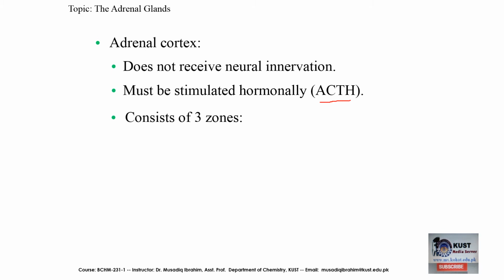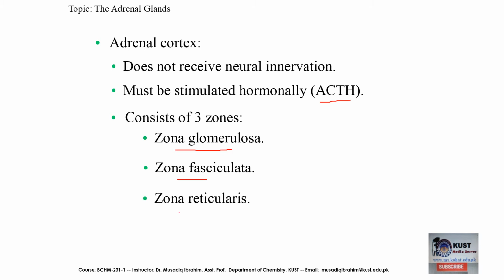And again, as we know, the adrenal cortex consists of three zones, which are zona glomerulosa, also known as the outer zone, zona fasciculata, also known as the middle zone, as we saw in the picture in the previous slide, and zona reticularis, which is the inner zone. And the adrenal cortex secretes corticosteroid hormones, which we will be discussing in the coming slides.